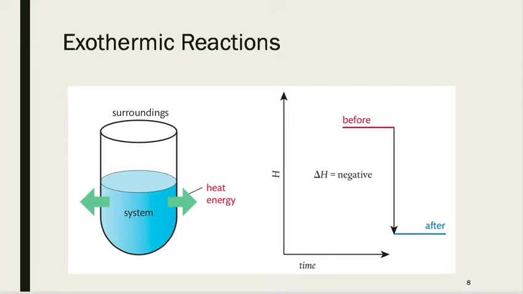Again, we see the enthalpy before and after, only this time the enthalpy before is high and the enthalpy after is low. So our delta H, our change in enthalpy, is negative. Okay, it has decreased.